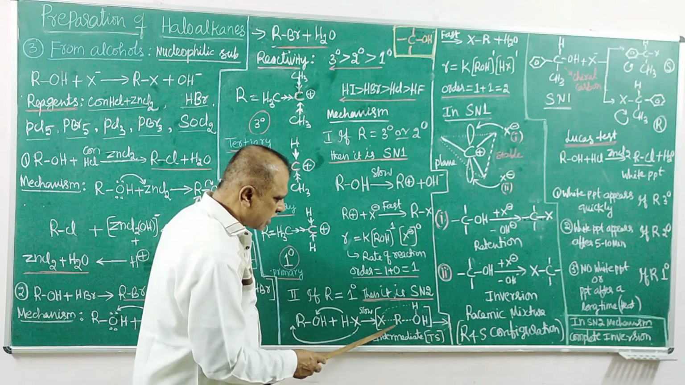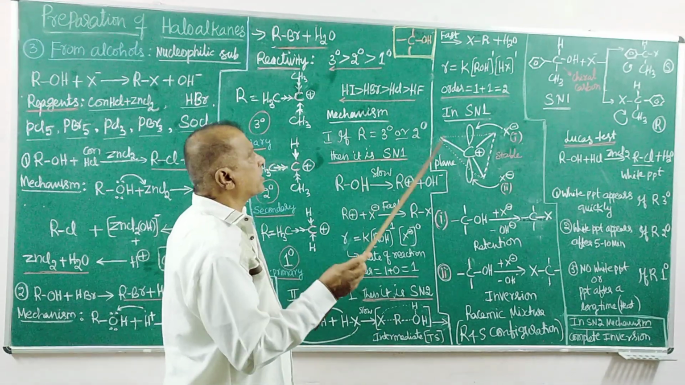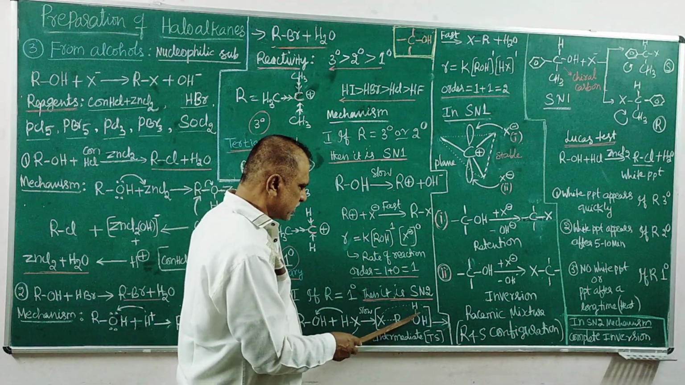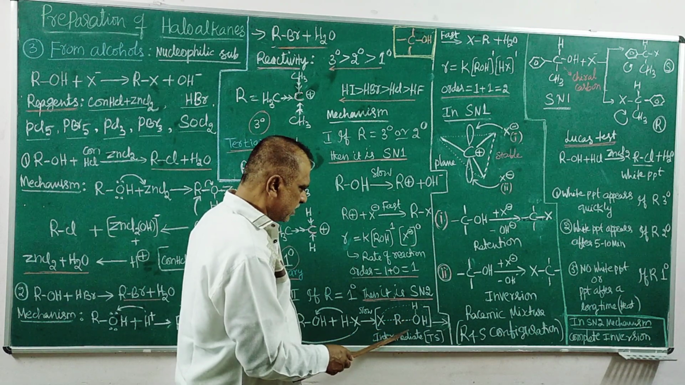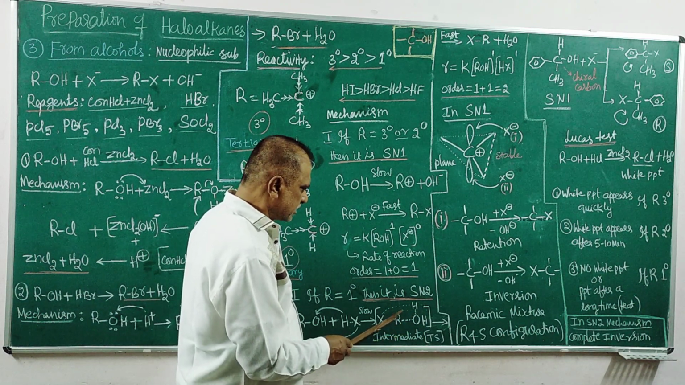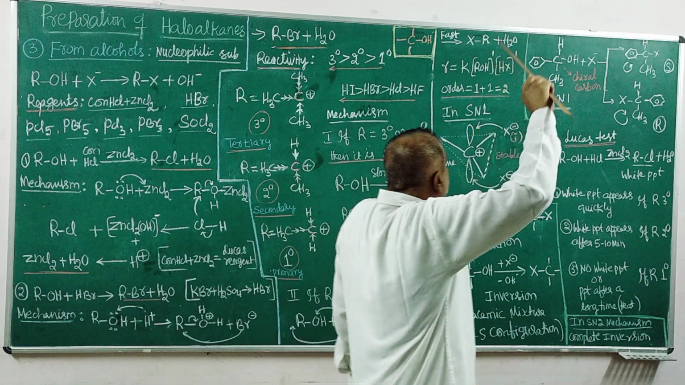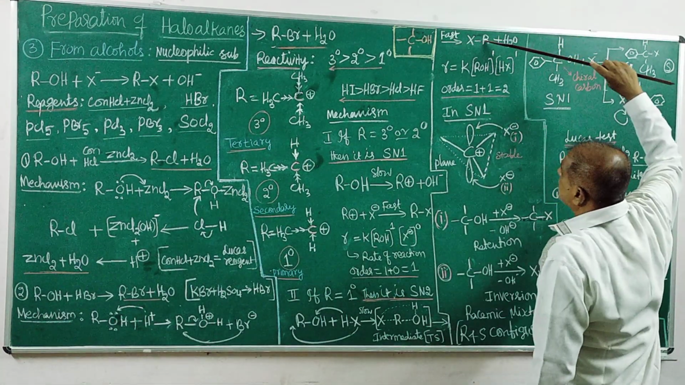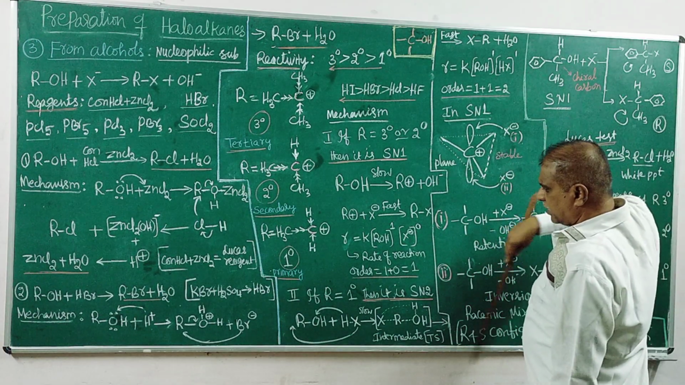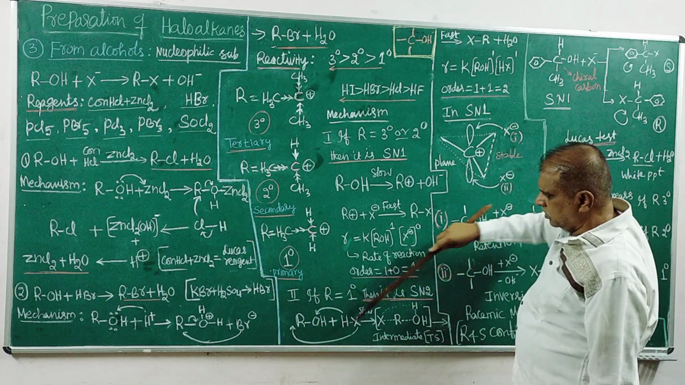Next, this complex decomposes into products. Now this chemical bond is completely broken, forming H2 and RX. So this reaction is a fast reaction. This step is a fast reaction. Again, two steps. Here, first step.